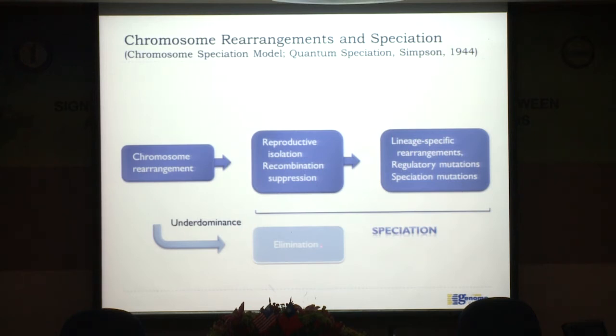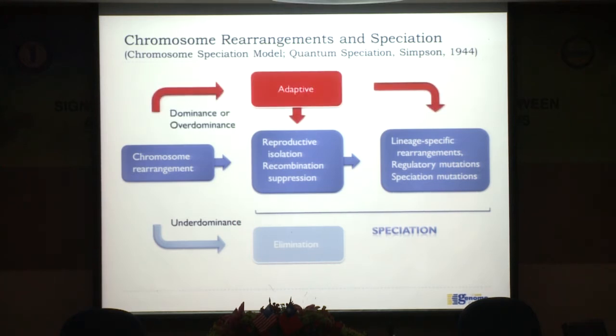So either the rearrangements are underdominant, they are going to produce some catastrophic event, like breaking in the middle of a homologous synteny block that's been conserved for a few hundred million years, and they're eliminated, or they're simply neutral and the rearrangement itself is neutral, but it contributes to speciation through reproductive isolation, recombination suppression.